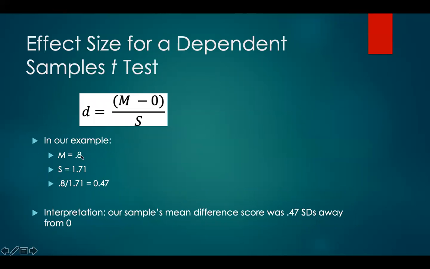So to calculate this, we would need our mean of 0.8 minus 0 divided by 1.71, which equals 0.47. So the interpretation is that our sample's mean difference score was 0.47 standard deviations away from 0. So that gives us an estimate of how large the effect that we observed here is.